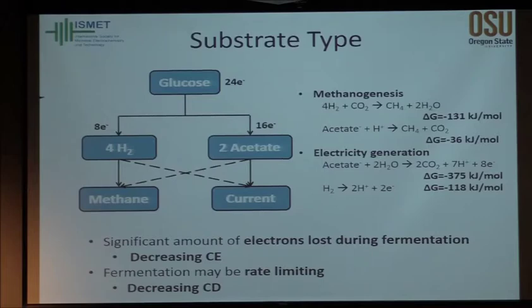The fermentation procedure of glucose will cause a large portion of electron loss in the form of hydrogen. Though some part of the hydrogen can be oxidized and produce current, still a significant amount of electrons are lost during the fermentation procedure, causing a decreased Coulombic efficiency. Furthermore, if the fermentation procedure is the limiting factor, we will have a decreased current density.